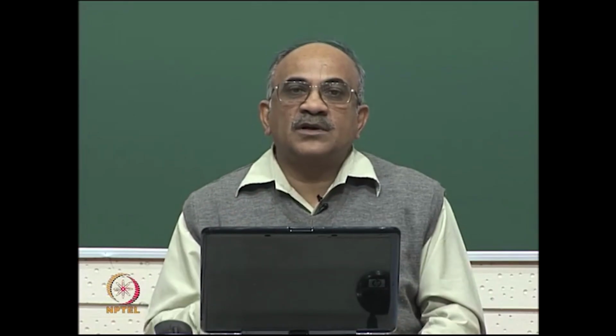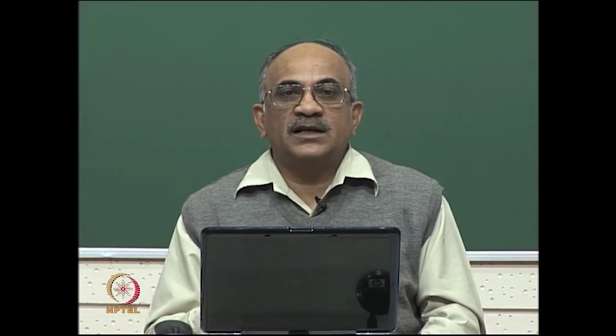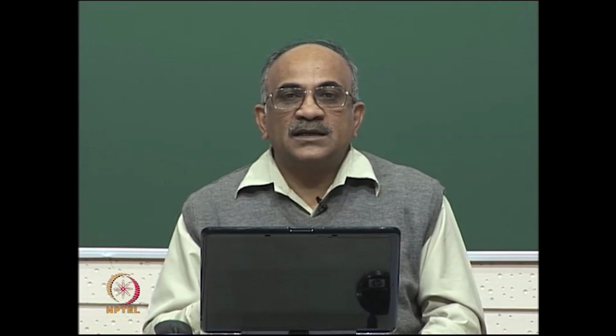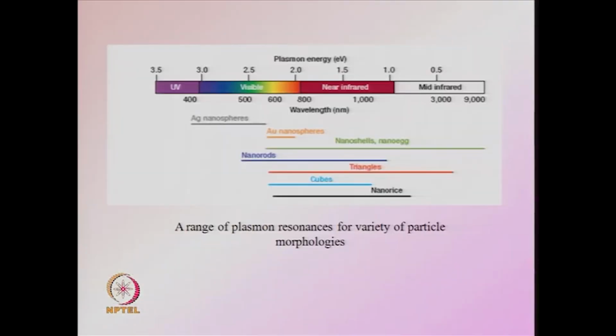So, surface plasmon resonance is a very important phenomenon in metal nanoparticles, and you can modulate this by using a shell around the metal nanoparticle. So, you can see a range of plasmon resonances for the same metal. For example, you have gold. Now, gold, depending on the shape, whether it is a sphere or a shell or a rod, you will have different regions of the plasmon band in the electromagnetic spectrum.